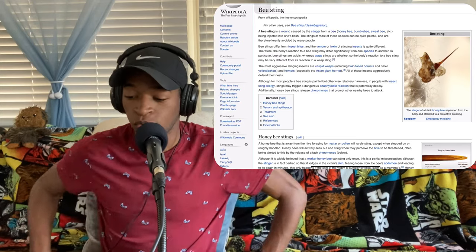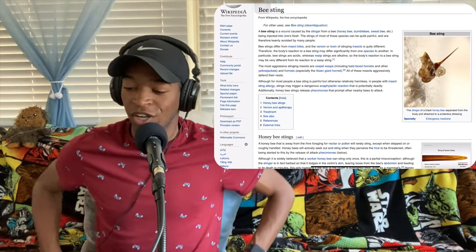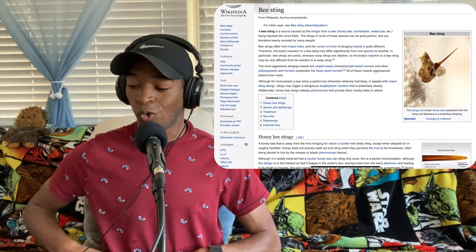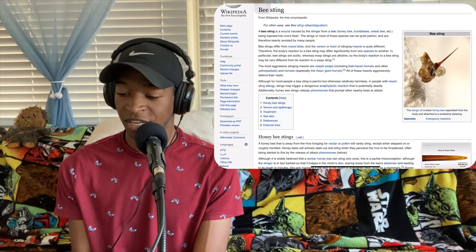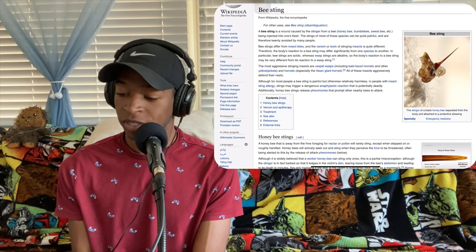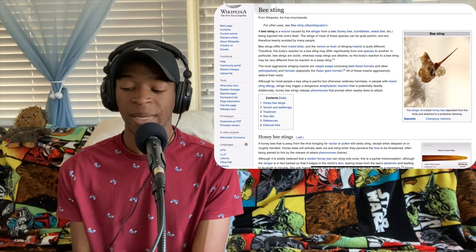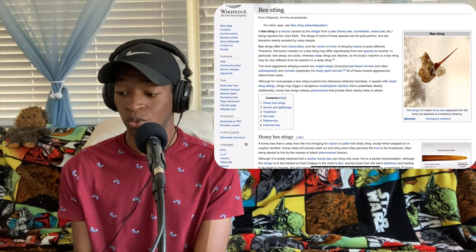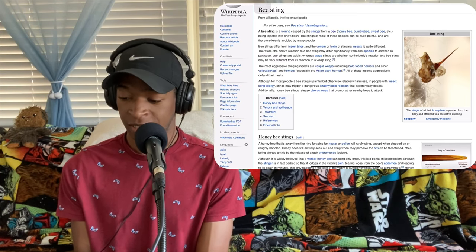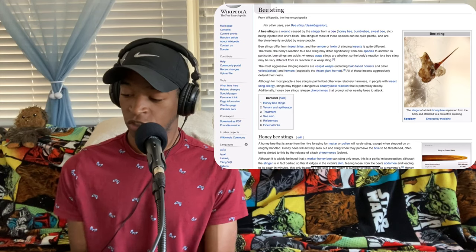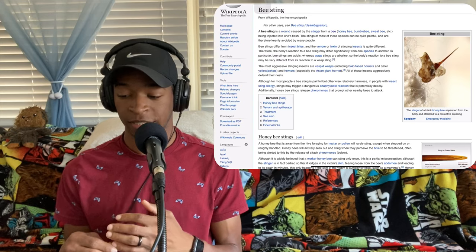A bee sting is a wound caused by the stinger from a bee being injected into one's flesh. The stings of most of these species can be quite painful and are therefore keenly avoided by many people. Bee stings differ from insect bites, and the venom or toxin of stinging insects is quite different. Therefore, the body's reaction to a bee sting may differ significantly from one species to another. In particular, bee stings are acidic, whereas wasp stings are alkaline, so the body's reaction to a bee sting may be very different from its reaction to a wasp sting.